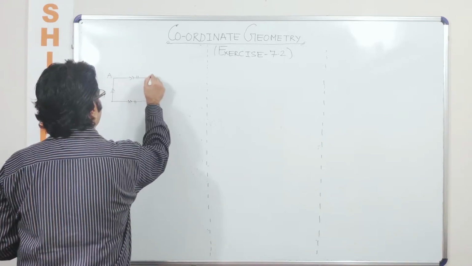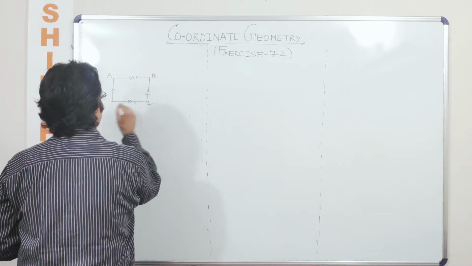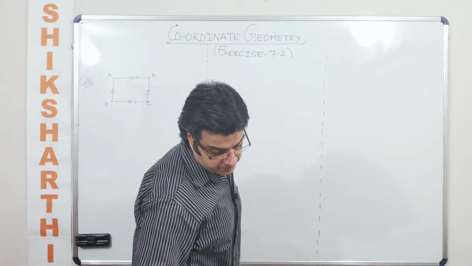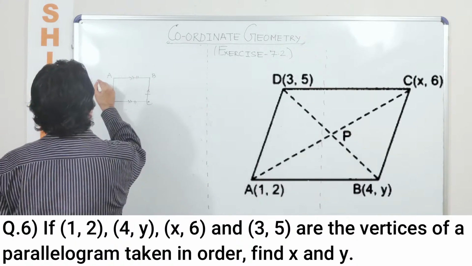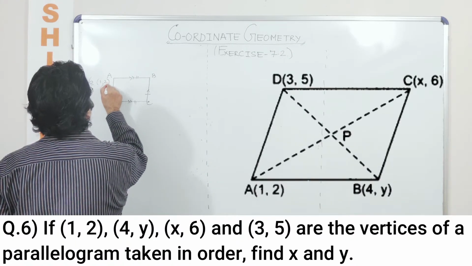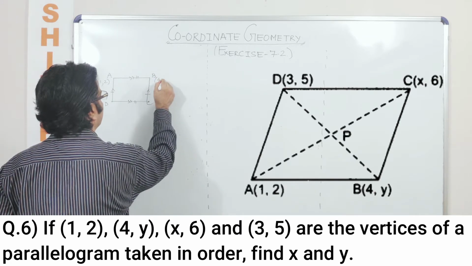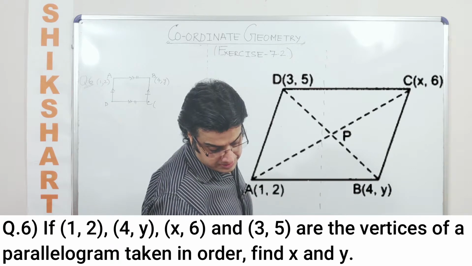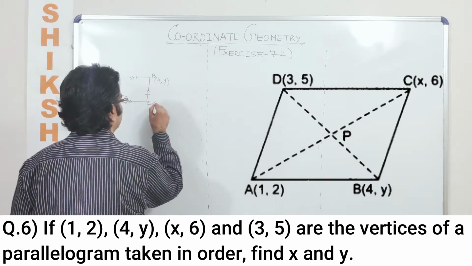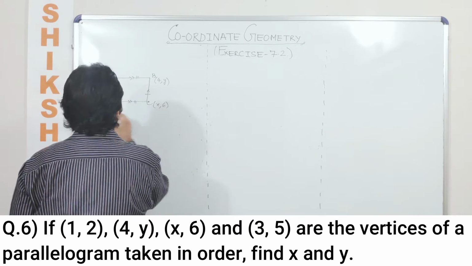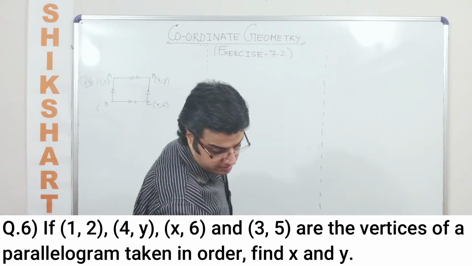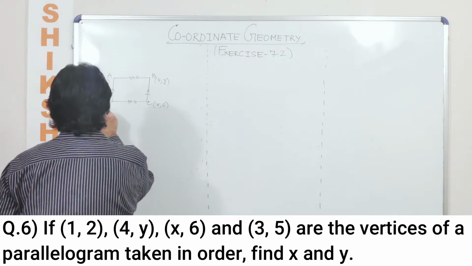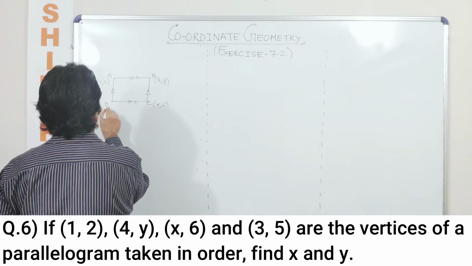so the vertices are A, B, C, D. What are the coordinates of A? A here is 1, 2, followed by 4, y, followed by x, 6, followed by 3, 5. And you are supposed to find out the values of x and y.